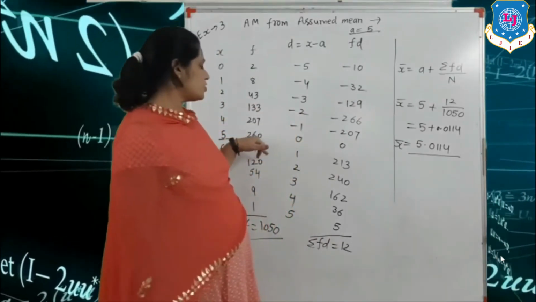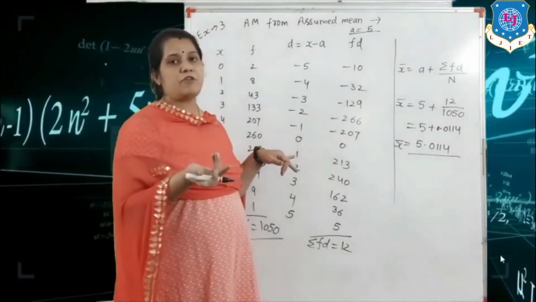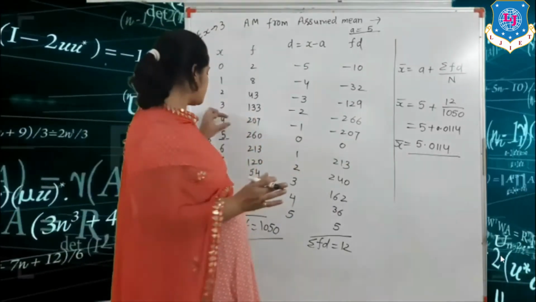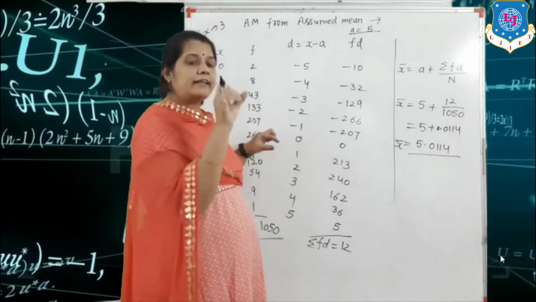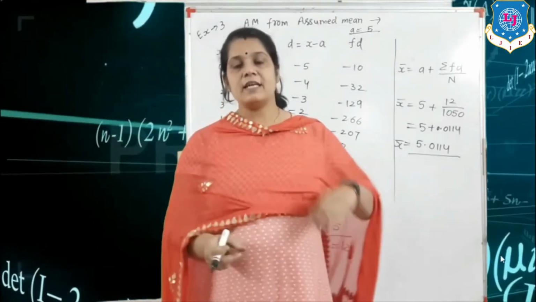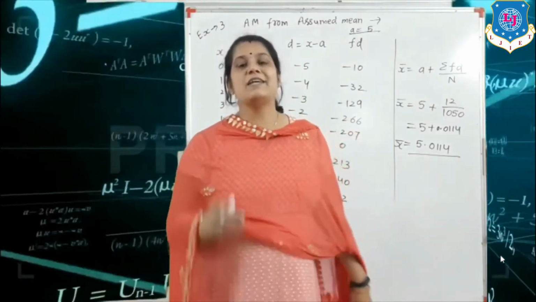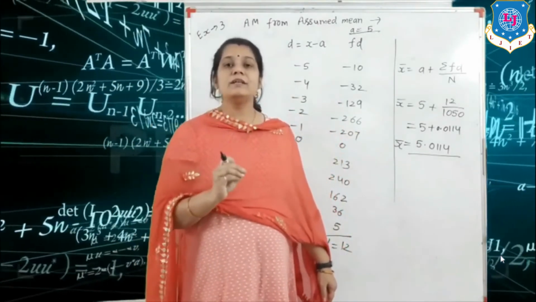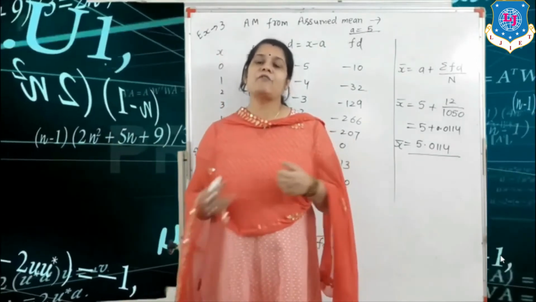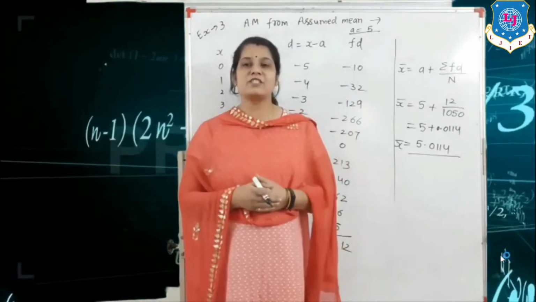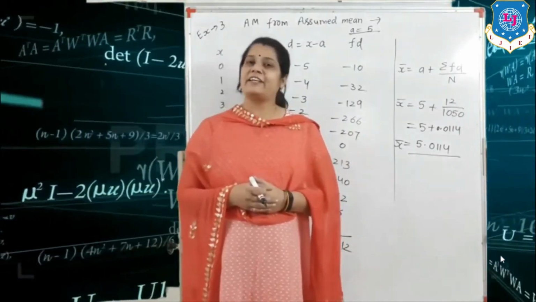But if your question is given in frequency form, always keep in mind that first you check the frequency according to both the terms, and consider the maximum frequency. With the help of this frequency you write the assumed mean. So this is the example of the arithmetic mean with the help of assumed mean. I will continue this topic in our next lecture. Thank you for watching this video.